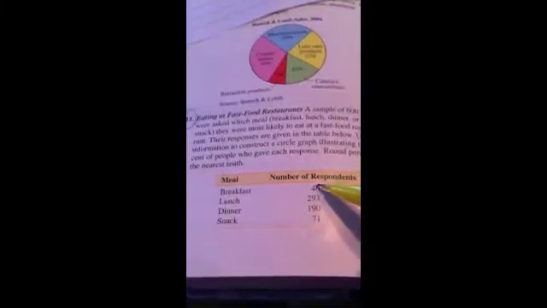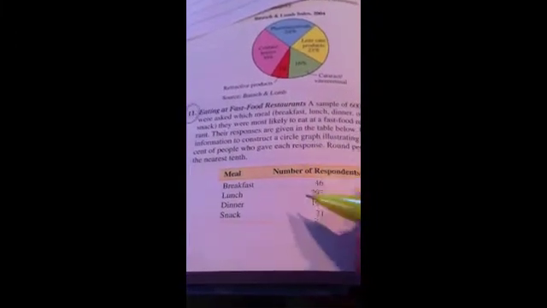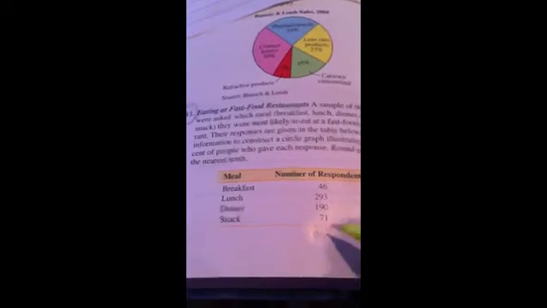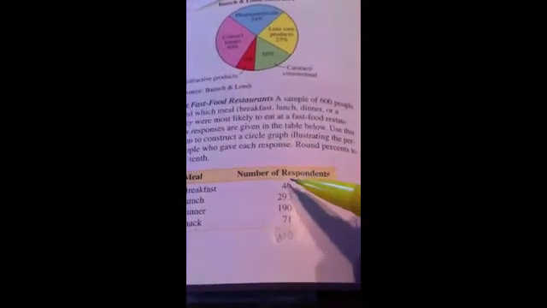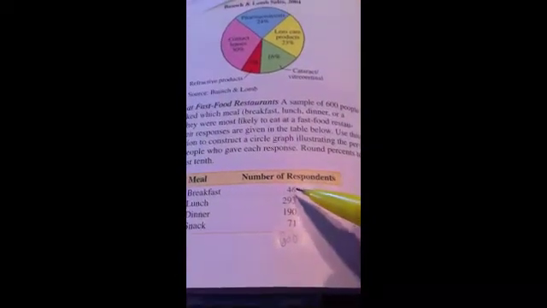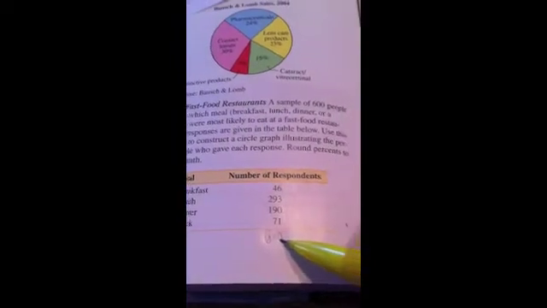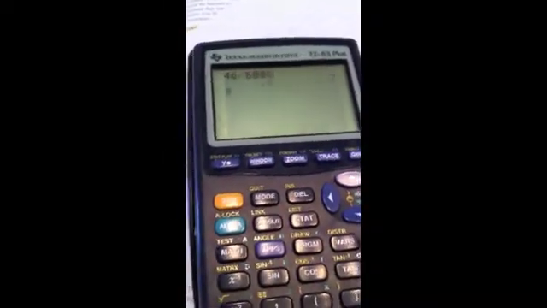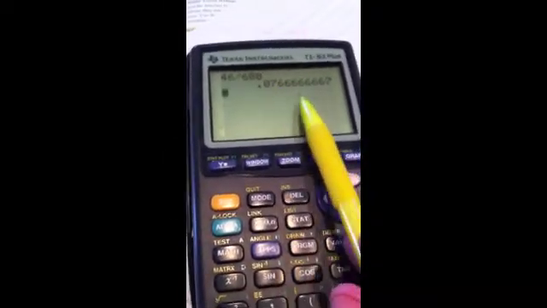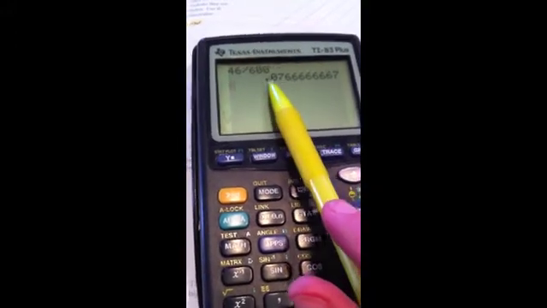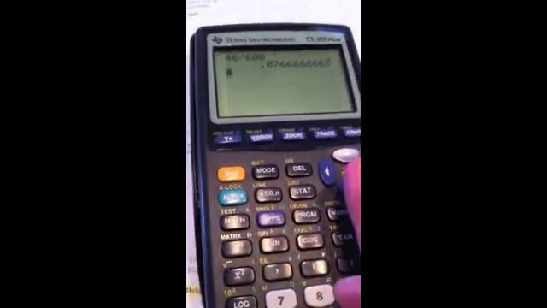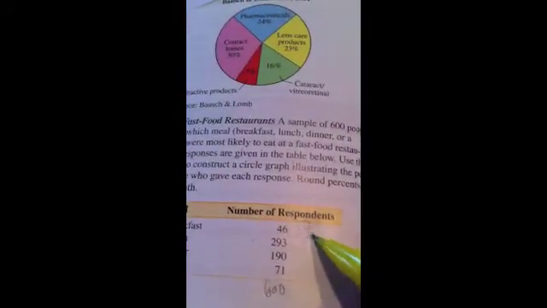Okay, so if we add up all the people, we should get 600. We just need to find out the percents of each of these. So if I have 46 out of 600, I'm just going to do 46 divided by 600. And I'm going to get, scoot that decimal 2 places over, 7.67%. Maybe I'll just round it to 7.7%.